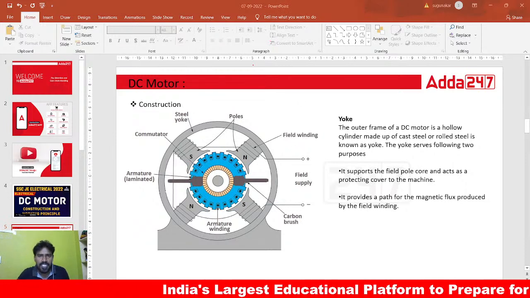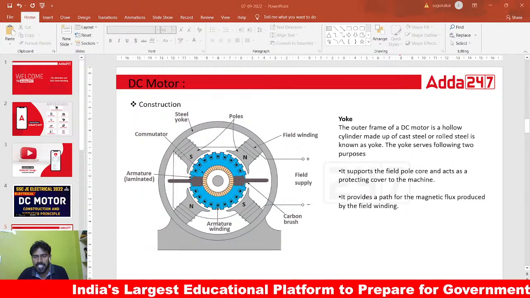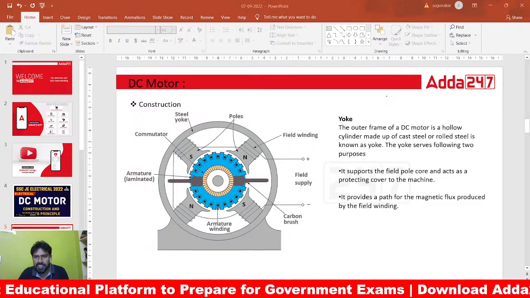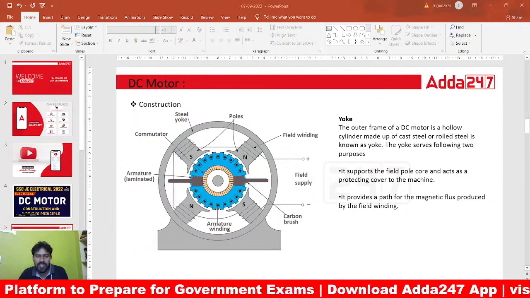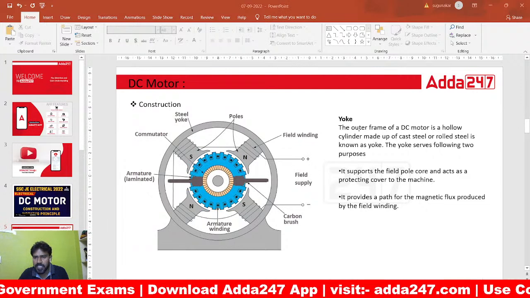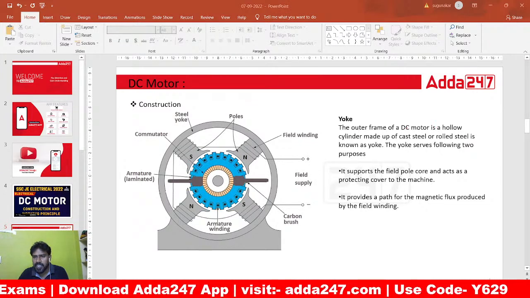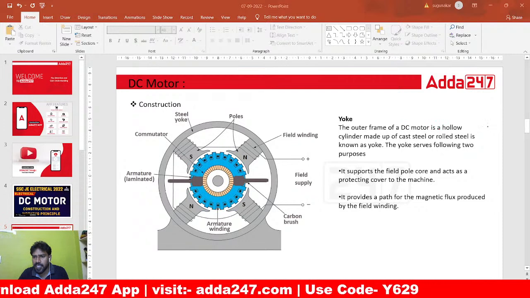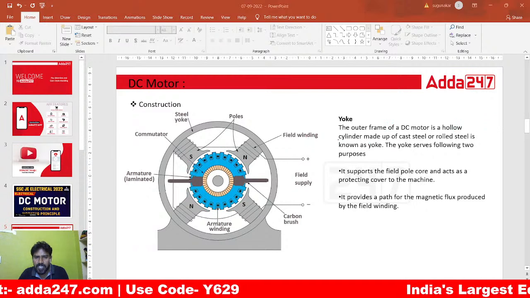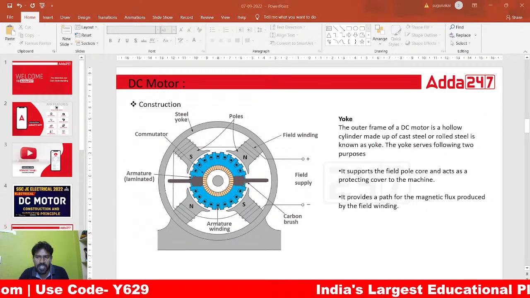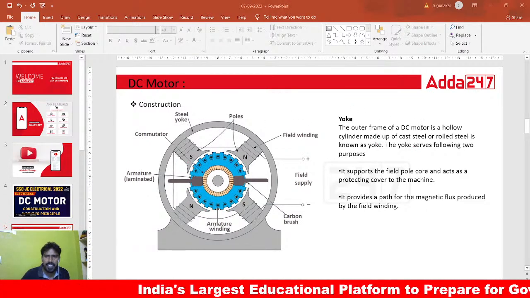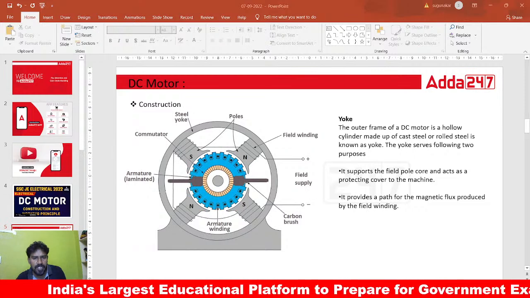So you will get commutator related answers. It's a rectifier for the conversion process. Okay. So it has wedge shaped copper segments, and each segment is insulated from each other and from the shaft by mica sheet. Each segment of the commutator is connected to the armature coil. So these are the related answers regarding the commutator.